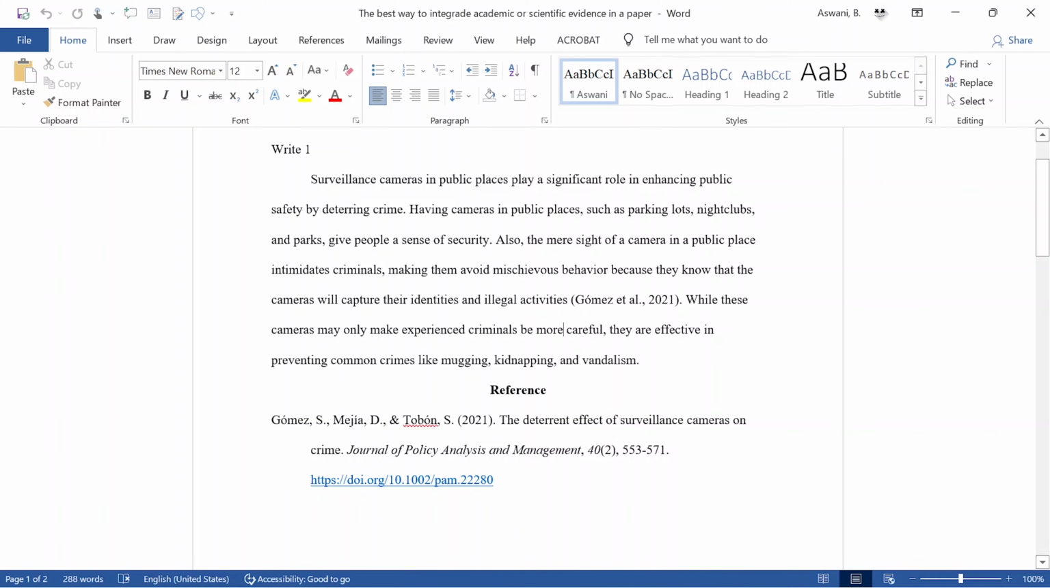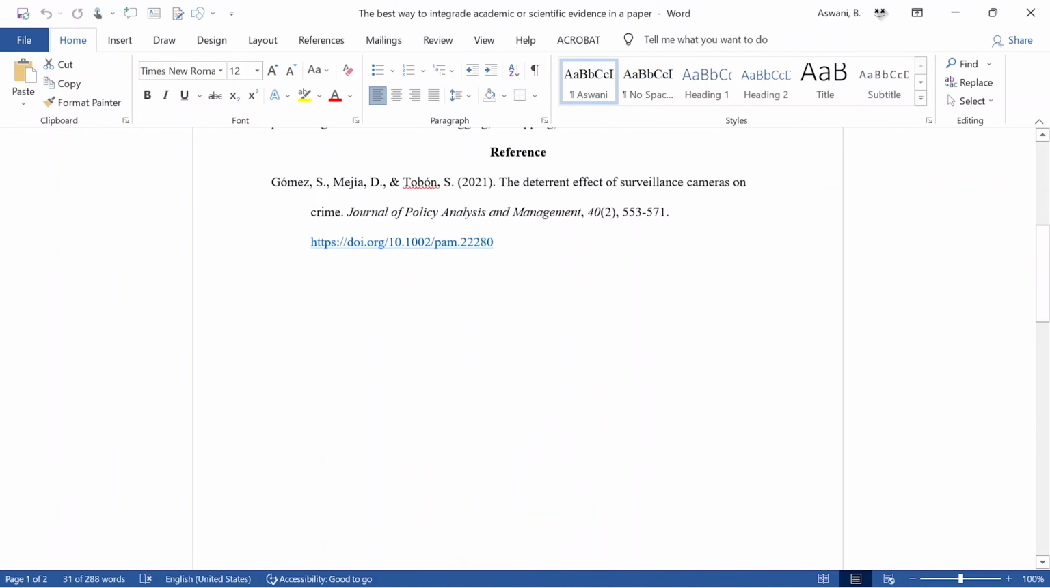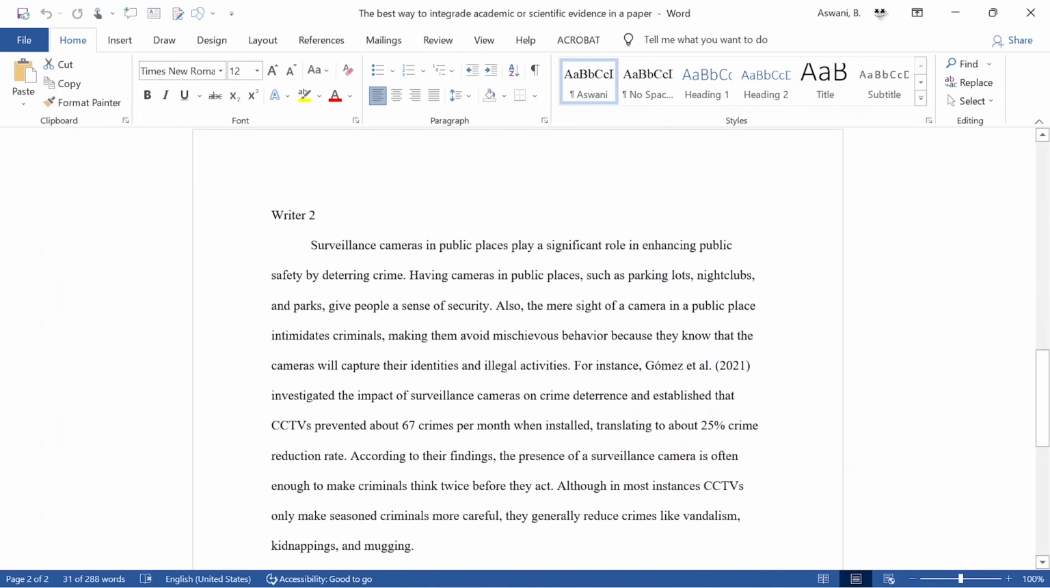Yes, it is true that if you open this document and you read it, they're actually concluding that cameras deter crimes. That is the conclusion. It's actually a rather relevant citation here. However, this writer has not integrated the citation, the reference, rather the academic evidence. So let us look at writer 2, same paragraph, same idea.